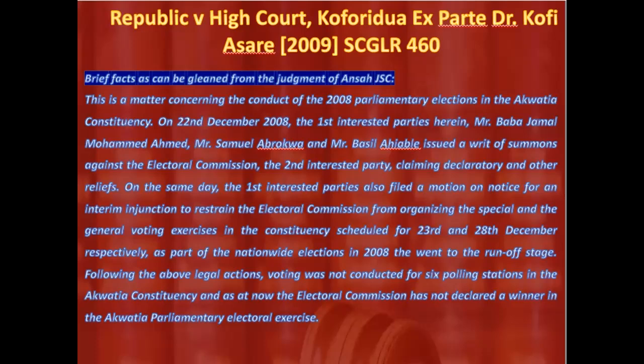On the same day, the first interested parties also filed a motion on notice for an interim injunction to restrain the Electoral Commission from organizing the special and the general voting exercises in the constituency, scheduled for 23rd and 28th December respectively, as part of the nationwide elections in 2008 that went to the runoff stage. Following the above legal actions, voting was not conducted for 6 polling stations in the Akwetia constituency. And as of now, the Electoral Commission has not declared a winner in the Akwetia parliamentary electoral exercise.